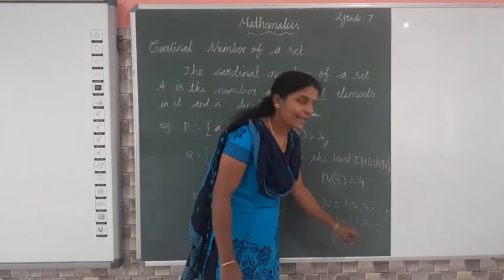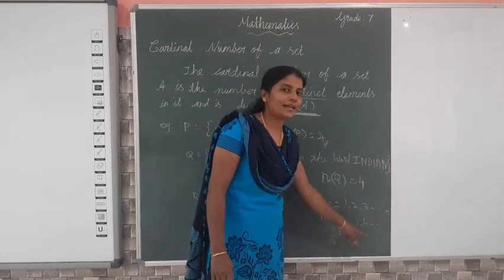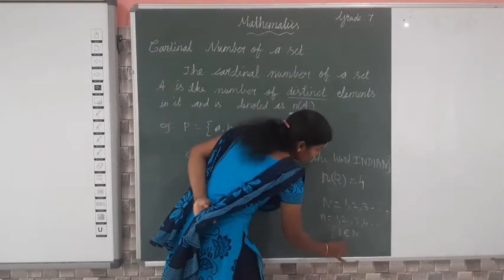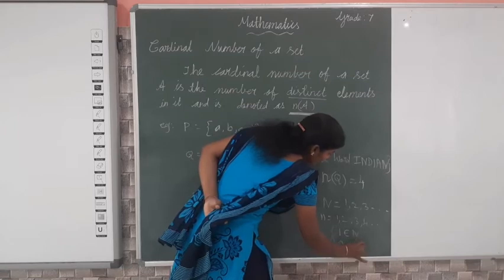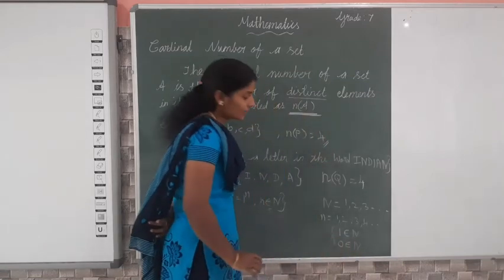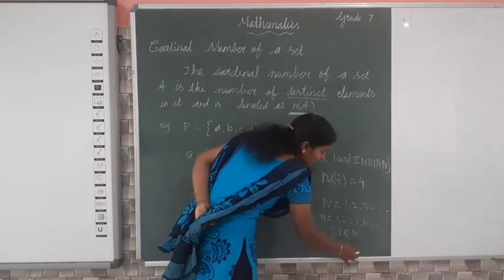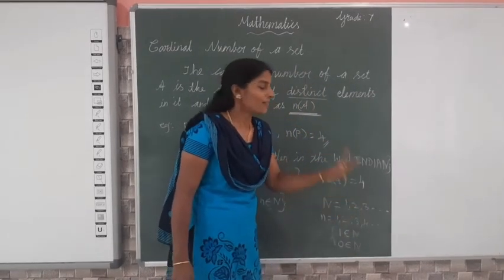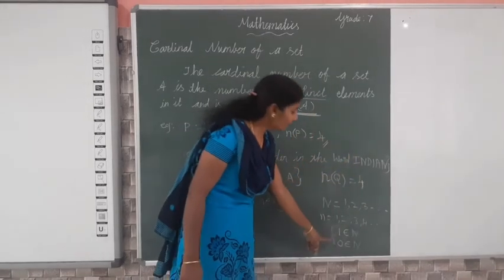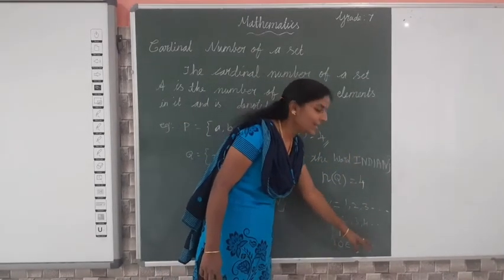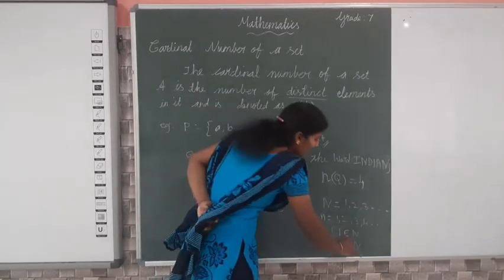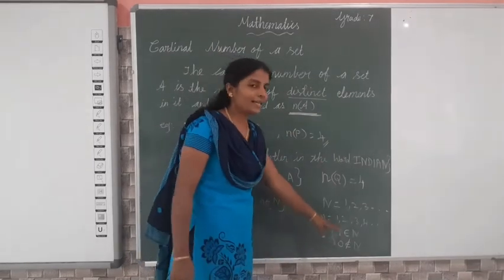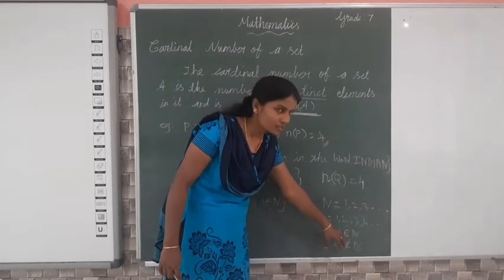N means natural: 1, 2, 3, 4, etc. So 1 is in N, then 2 also in N, 3, 4, 5. Now, does 0 belong to N or not? Here, 0 belongs to N: is this true or false? False, isn't it? Zero does not belong to N because N is the natural numbers. What is the first natural number? 1. But here 0, and 0 is not a natural number. So we write that 0 does not belong to N. Clear? This is your belongs to symbol.